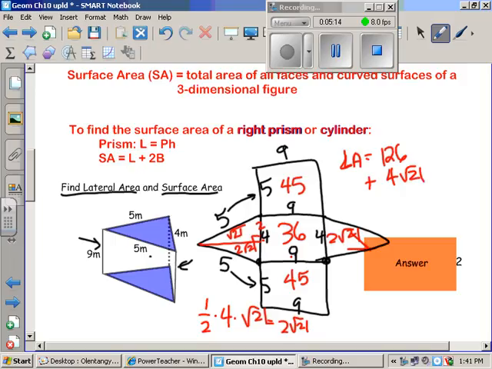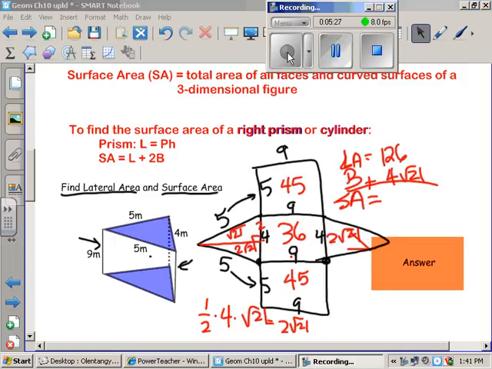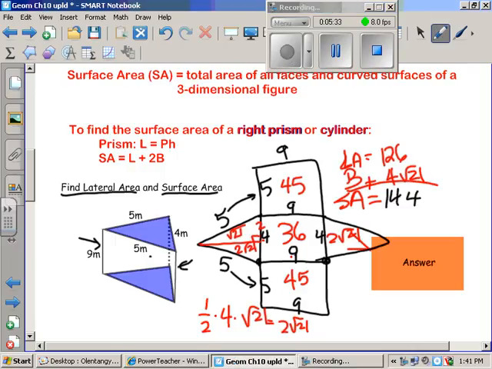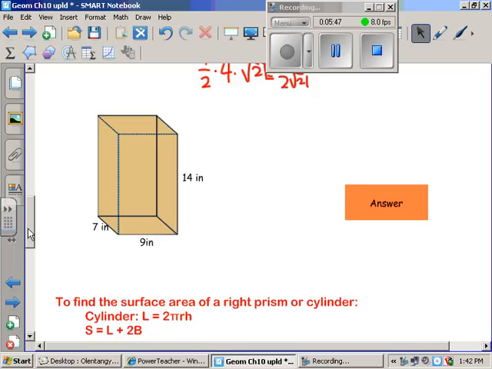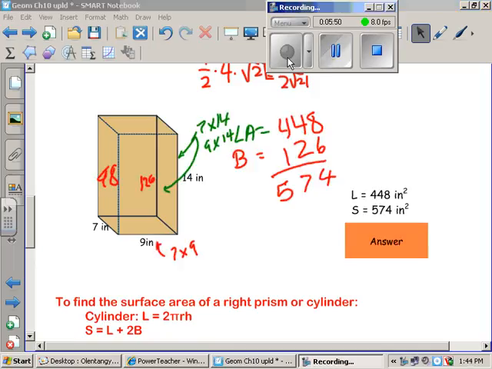Now, if they ask me for an exact surface area, that's what I would give them. But if they ask me for the estimate, then I would plug that in my calculator, and I get 144.34. The lateral area is the 3 rectangles. The bases are the 2 triangles. Take a second and calculate this prism here. Okay, so hopefully you got those answers.